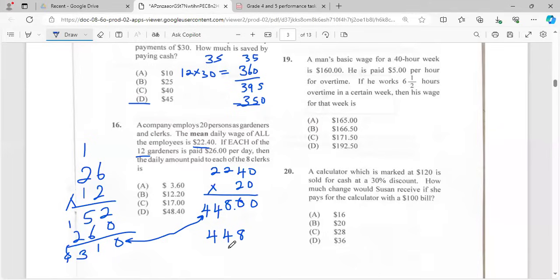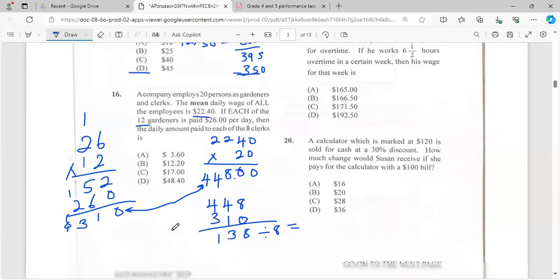subtract 310. One from that leaves 3, one from the 138, right? So that'll be 138 divided by the 8 to get the average for the other ones. I think that's $17. Yeah, see the $17, right? I just remembered the answer now. So that'll be 138 divided by the 8. 8 into this 1, 8 ones are 8.